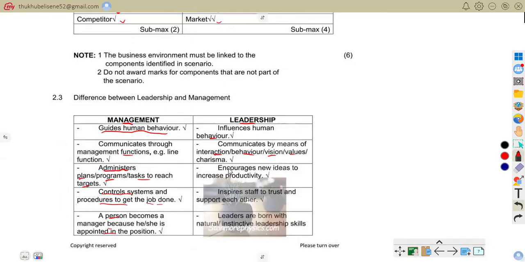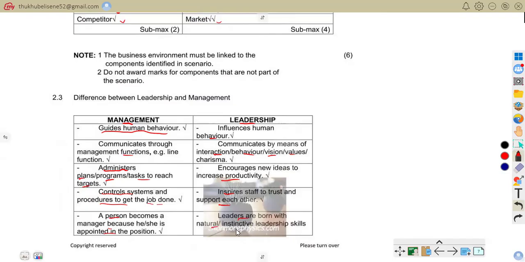So, for example, they share a clear future goal during team meetings. So that is that. Also, leaders encourage new ideas to increase productivity. So, they encourage innovation and new ideas. They can support employees who suggest new marketing strategies. That is that. They inspire staff to trust and support each other. So they inspire trust and teamwork, for example, building cooperation between departments. They make sure that there is cooperation between various departments.